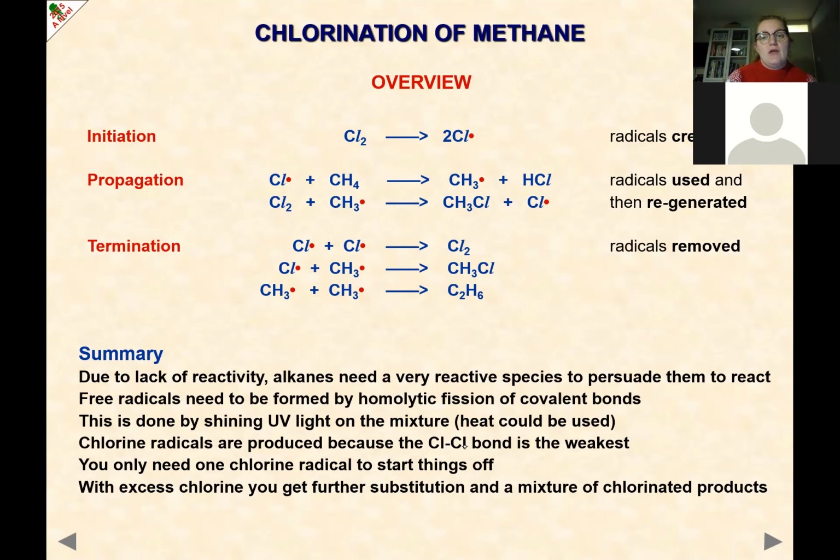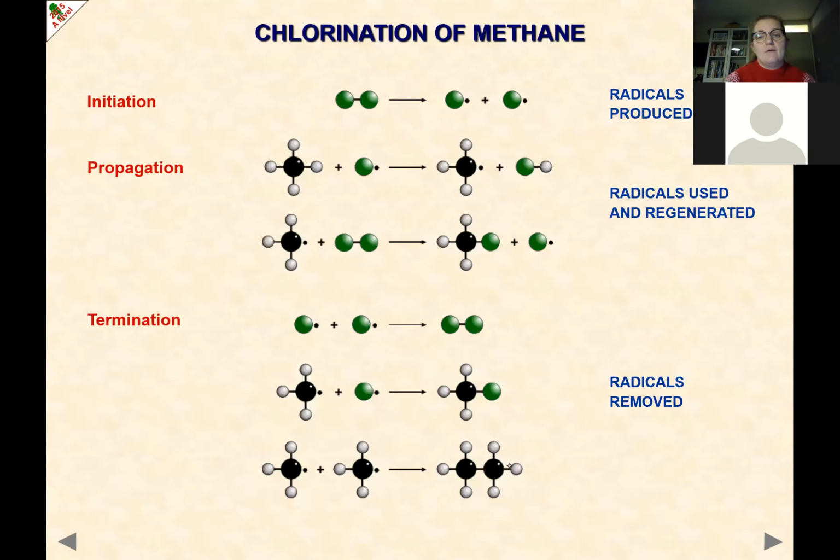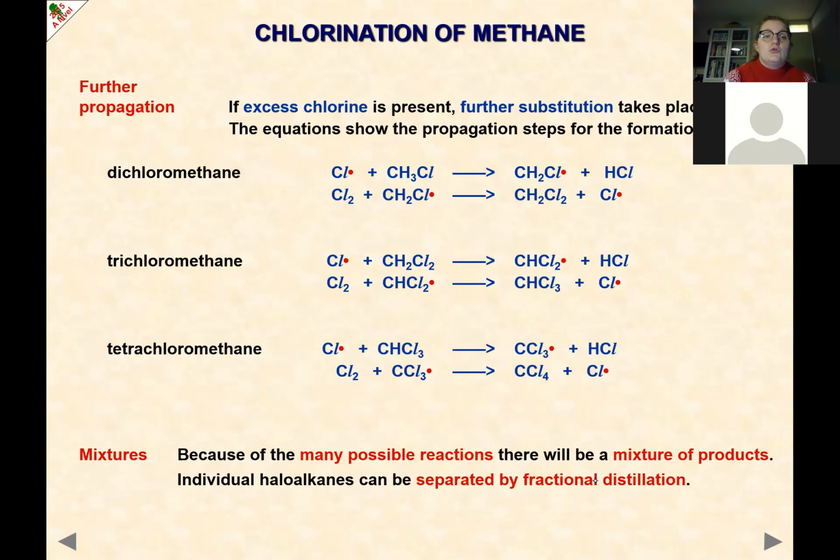So initiation, our radicals are created. In propagation, radicals are used and then regenerated. And then finally, in termination, our radicals are removed. So here we go again. If excess chlorine is present, what can actually happen is further substitution can take place, and this shows the propagation steps for that formation, so it can keep going and keep going.